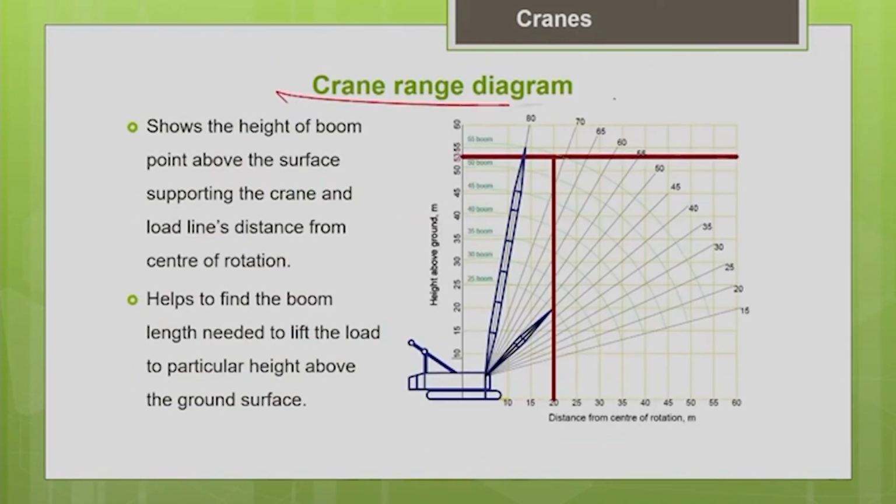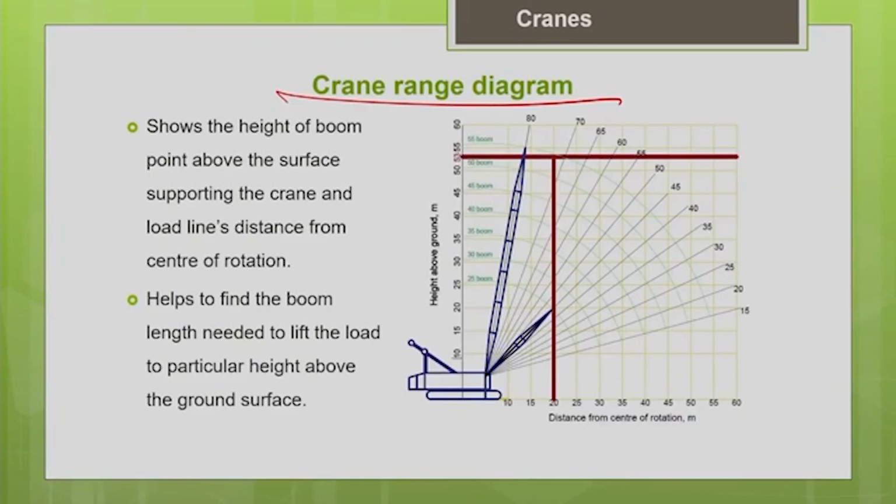So, let us see what is the significance of this crane range diagram. As the name indicates, if you know what working range is needed, you can find what boom length is needed to satisfy the working range in my project site. That is the purpose of the crane range diagram. Or in the reverse way, for a particular boom length, I can find the maximum working range, horizontal reach and vertical reach I can have. That information I can get from the crane range diagram.